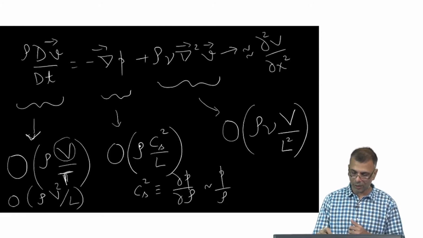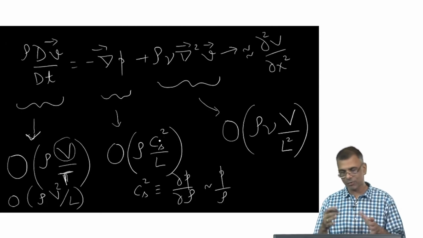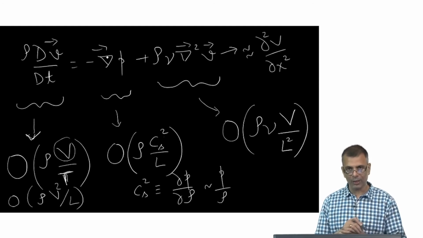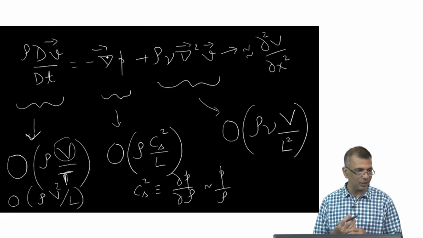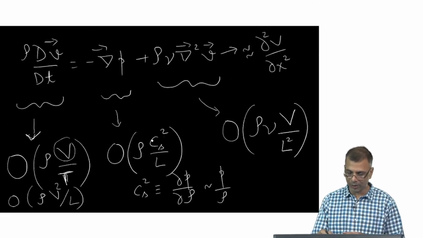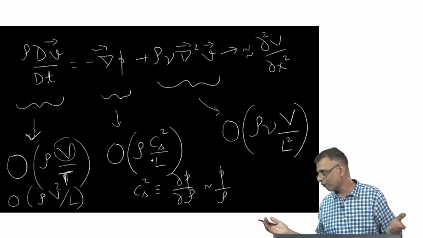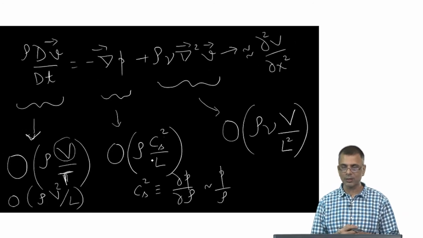So I've written rho times cs squared gives roughly p, and this is a gradient, so it's like a d over dx kind of term. That I simply write as d over dx being 1 over L, where L is some characteristic length, for instance the dimensions of this room.